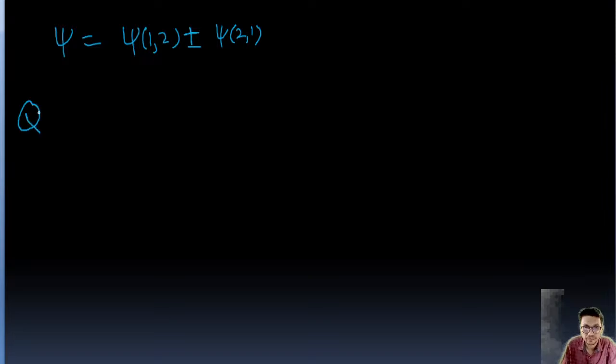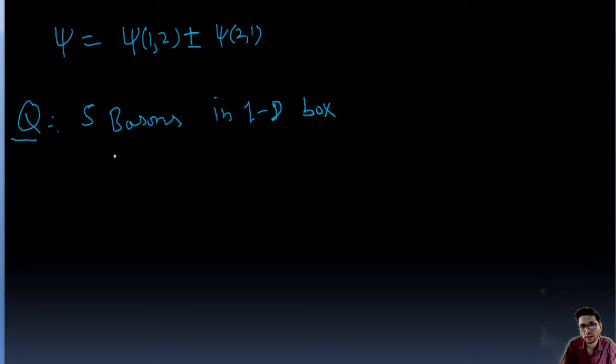Question is, so bosons. We have five bosons in a 1D box. We need to find the energy. We have to fill the five bosons in the 1D box, and then we need to find the energy. So how are we going to find it?